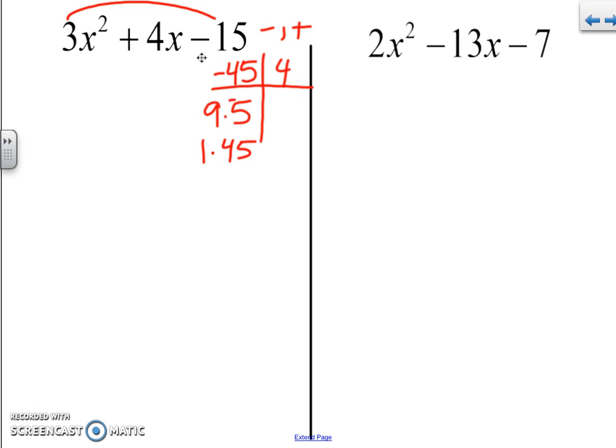So let's put it with a 5 and do 9 minus 5. And that does give me 4. So here are my 2 factors. So 9 and a negative 5.